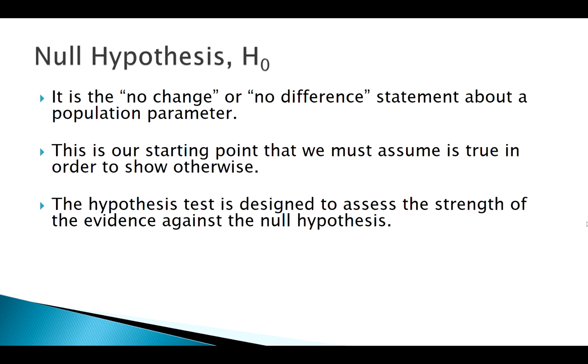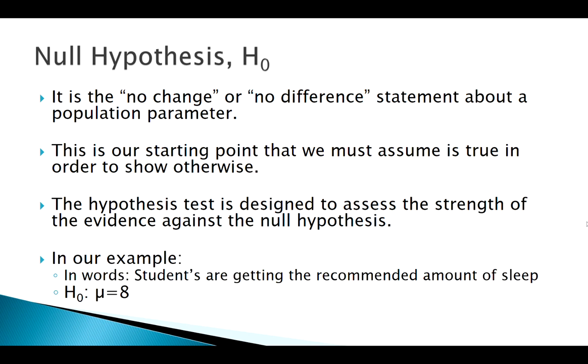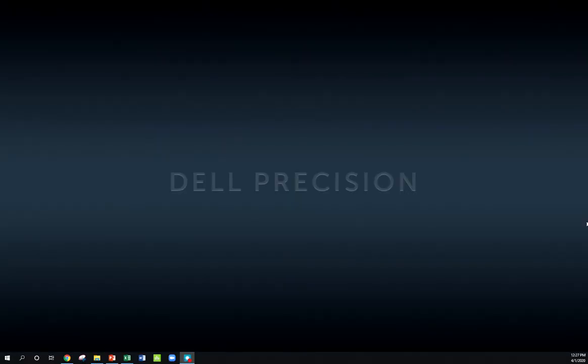Remember, our example was that we thought students weren't getting enough sleep. So in order to show that they're not getting enough sleep, we would have to start by assuming that they are getting the recommended amount of sleep. In other words, our null hypothesis for our example would be that mu is equal to 8.